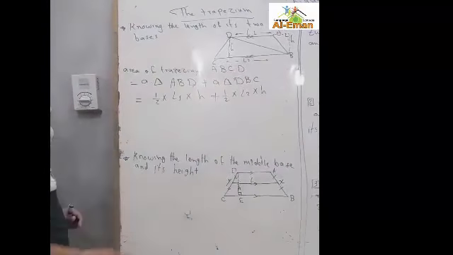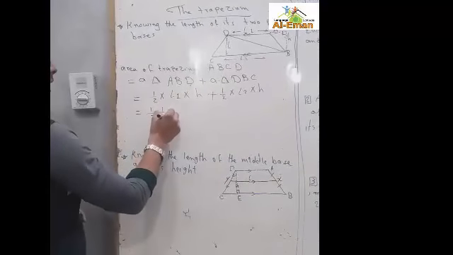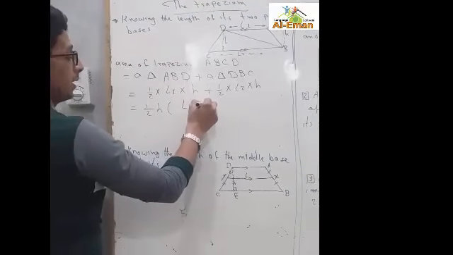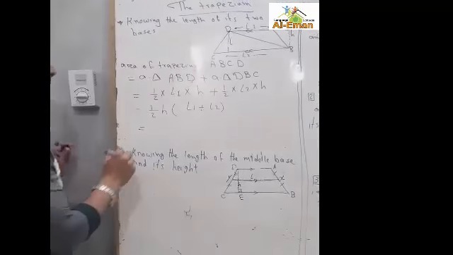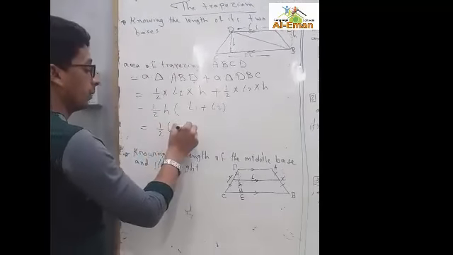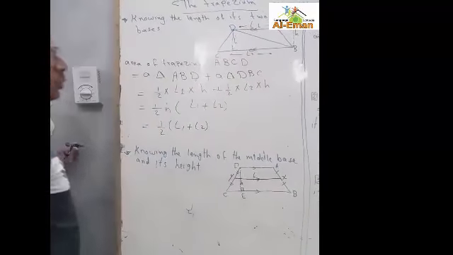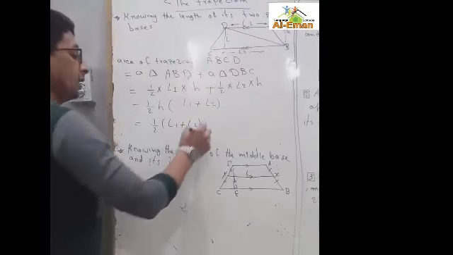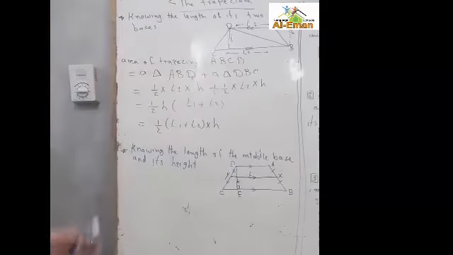By using the height as a common factor, half times height, the remainder will be length 1 plus length 2. Then it will be equal to half times length 1 plus length 2, the two parallel bases, times height. This is the first one.